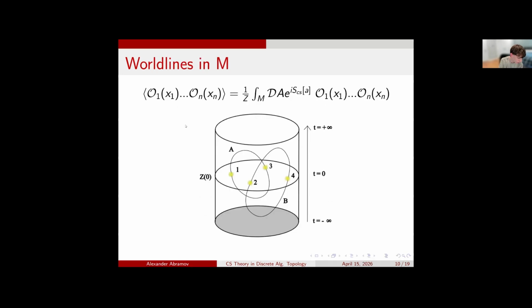Going into world lines in M. Again, our goal is to solve our quantum field theory by evaluating topological invariance. So using our expectation value for observables, like so, we get this condition where we need to observe these proper observables in order to solve the partition function.